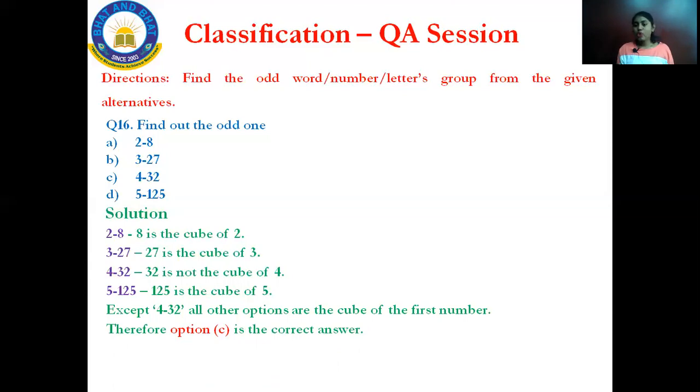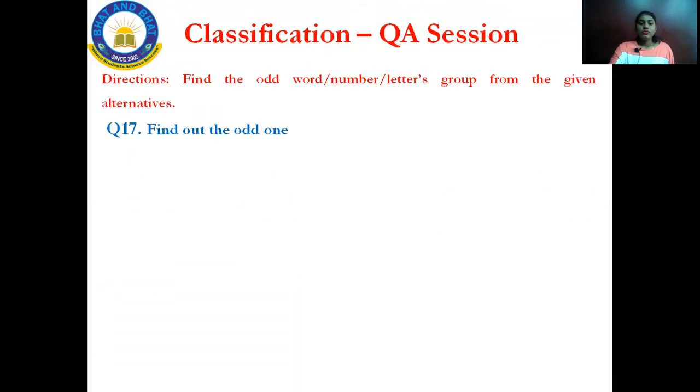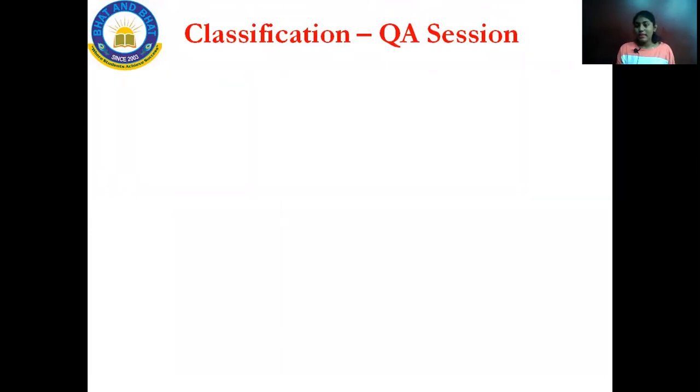I said to solve number classification you have to be thorough with square and cube numbers. If you know the square numbers and cube numbers, it is very easy; by looking at the options you can say this belongs to square numbers, this is not a square. But if you don't know, you have to struggle like anything. So I'm stressing, please be thorough with the tables up to 20, square roots and cube roots to solve number classification.